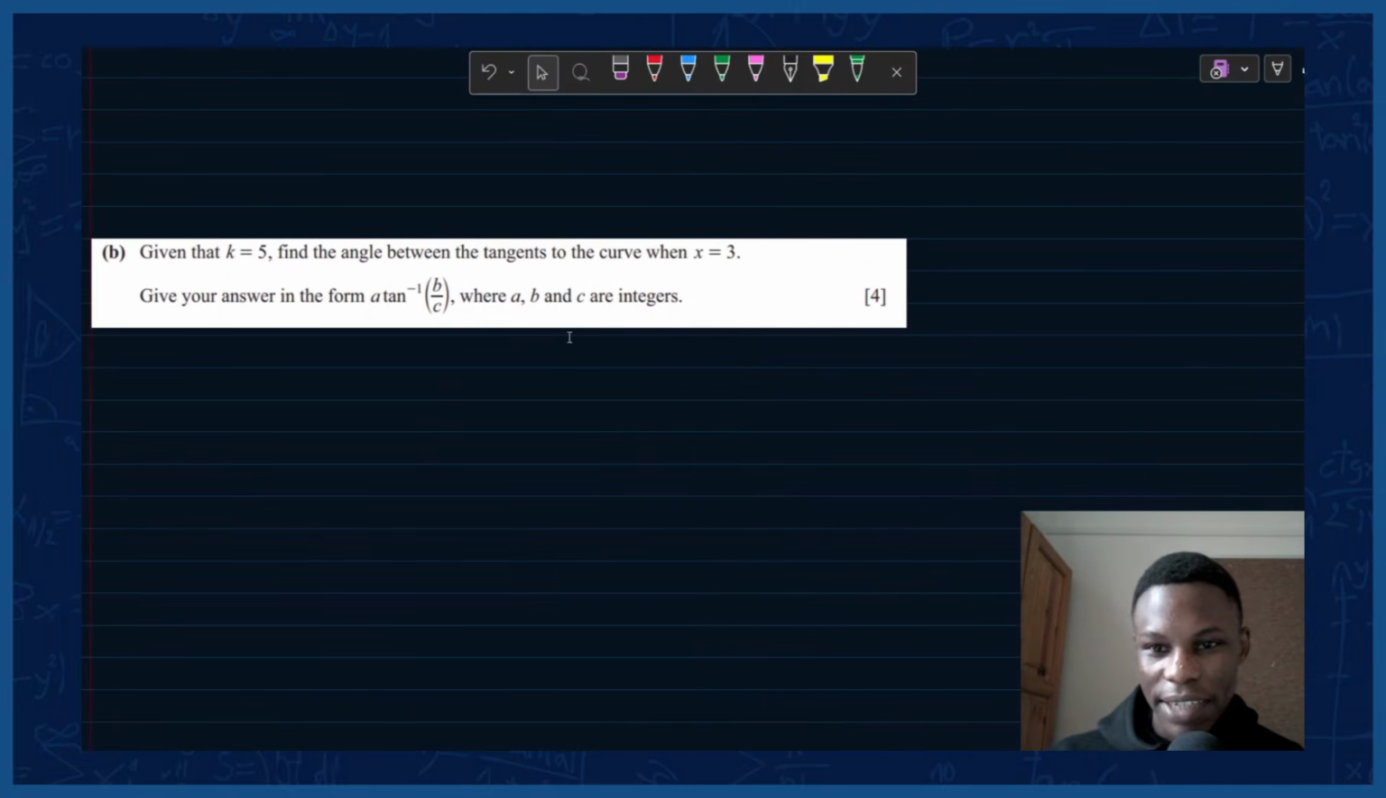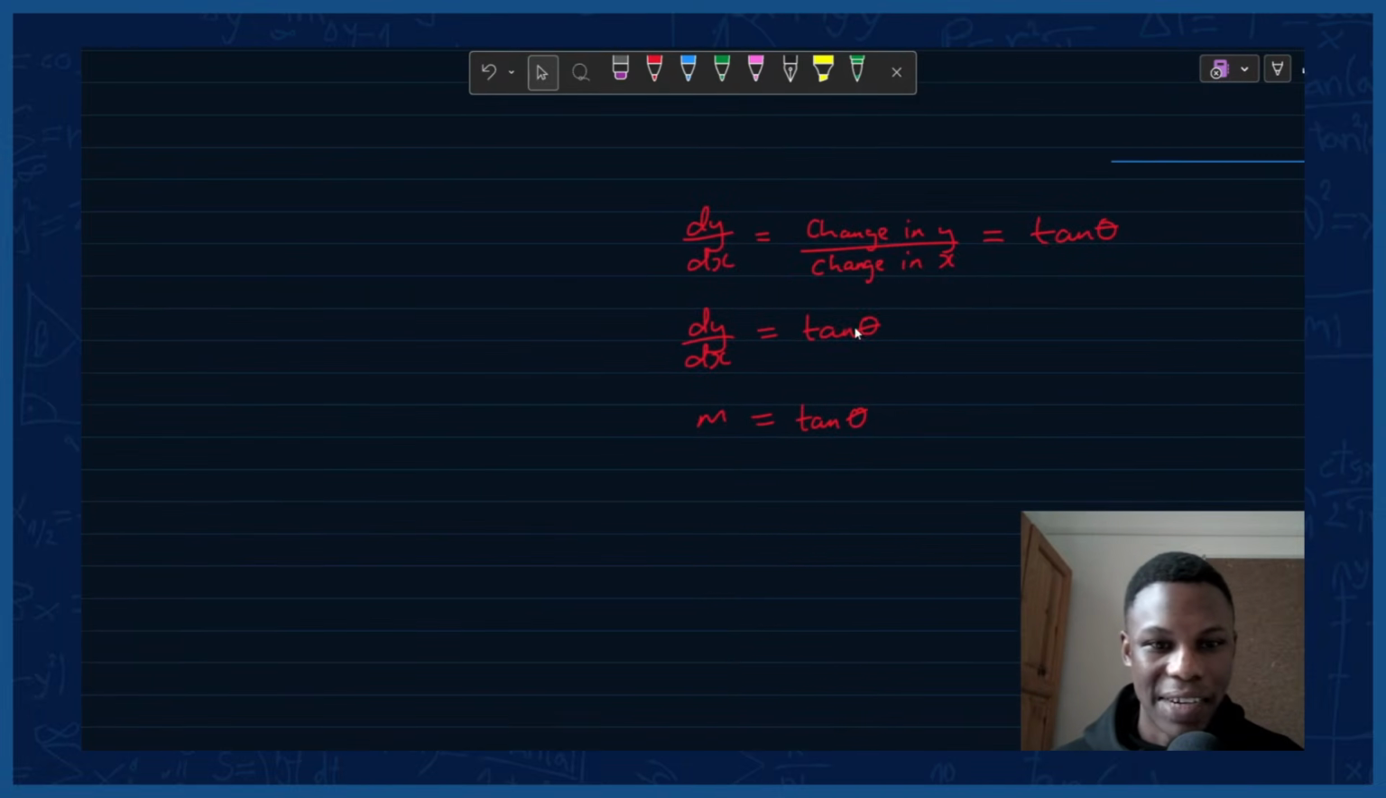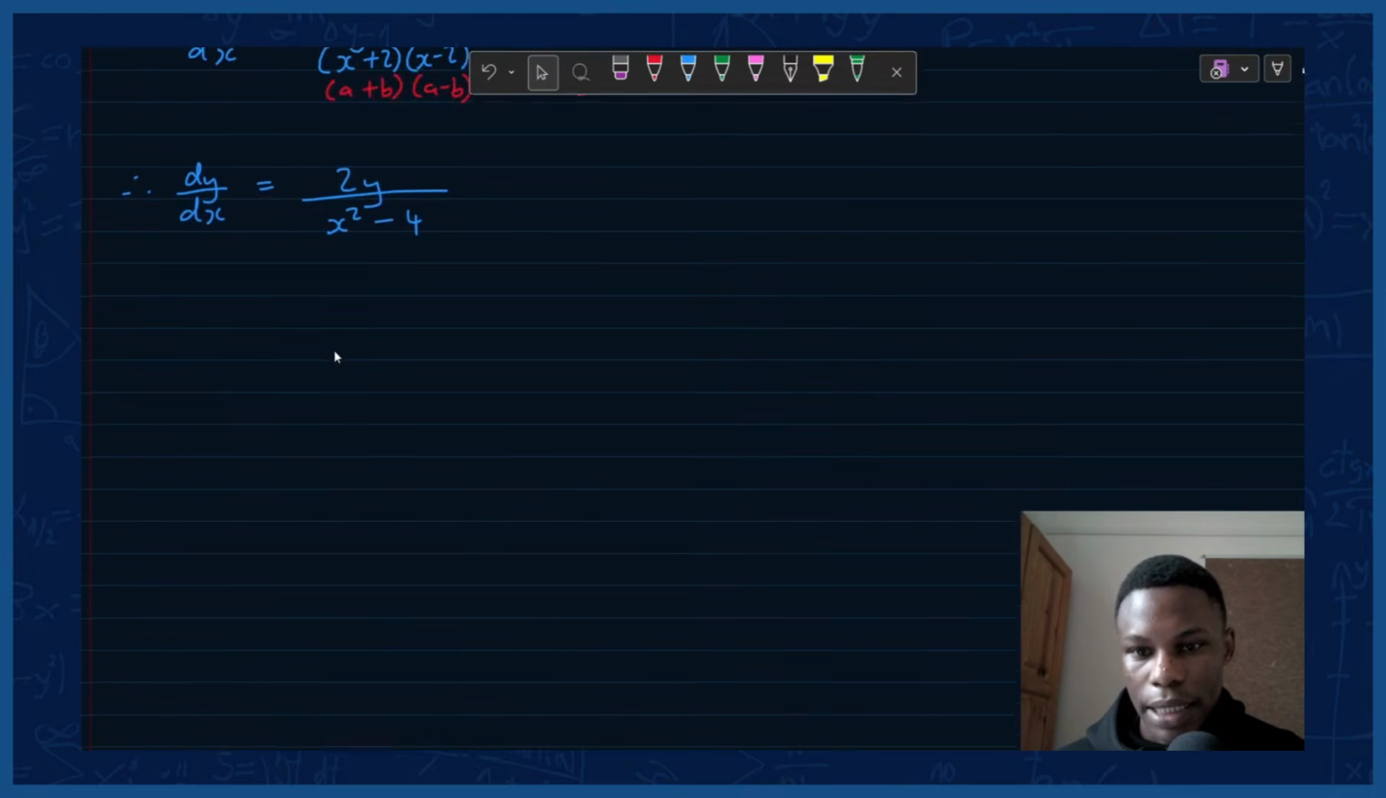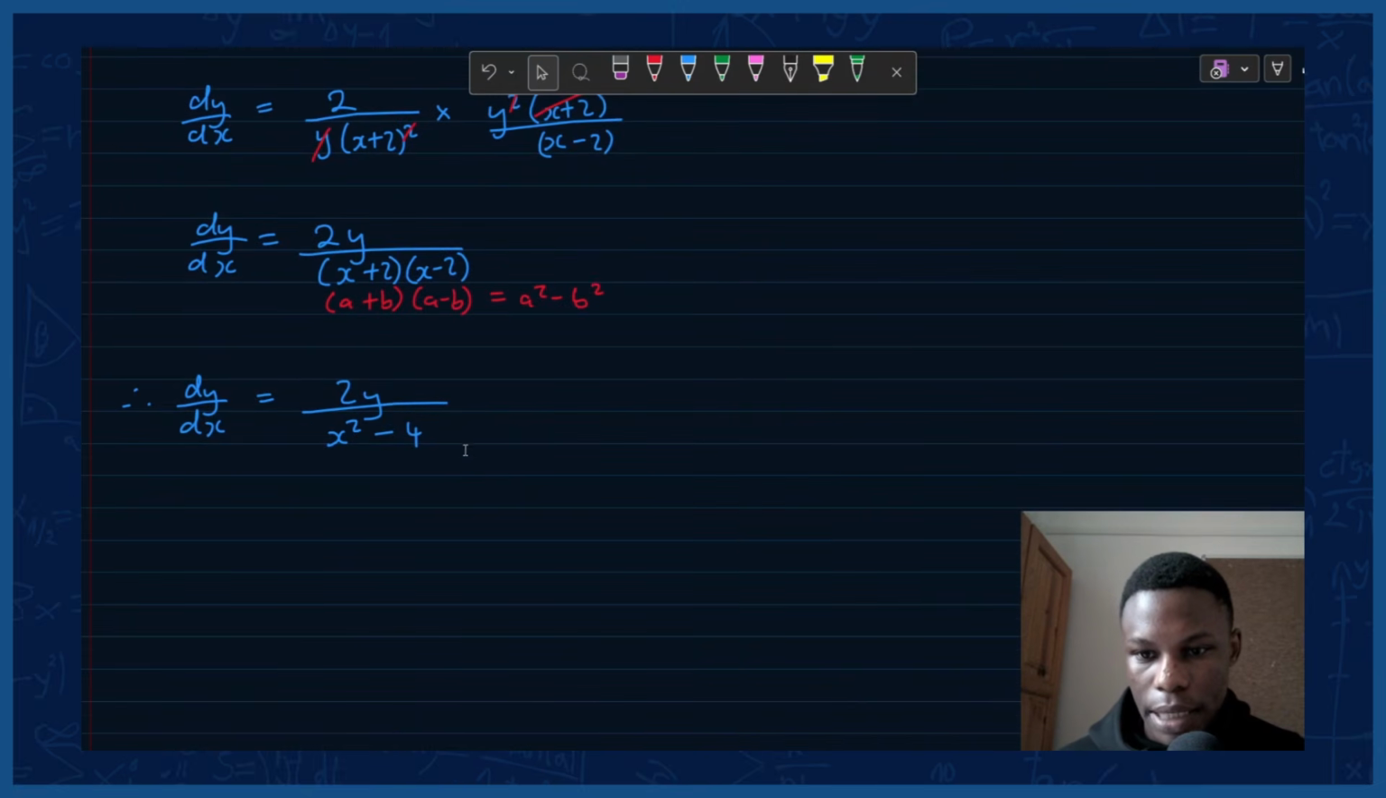Given that k is 5, find the angle between the tangents to the curve when x is 3. Give your answer in the form a arctan(b/c), where a, b, and c are integers. So we need to find dy/dx when x is equal to 3, because that would then give us access to theta, which is what we're interested in at the end of the day. Theta is the angle, right? So let's start by finding dy/dx when x is 3.